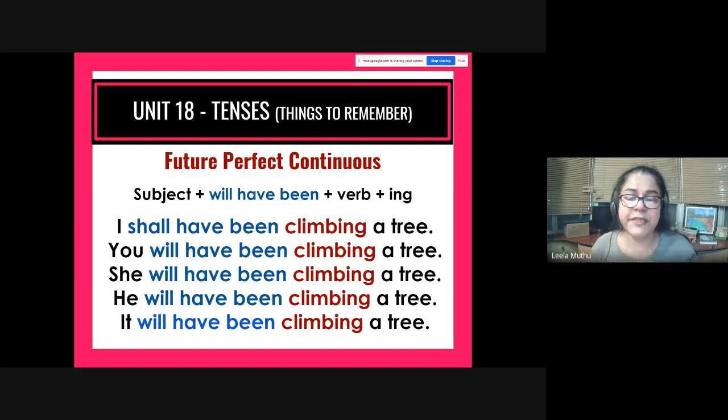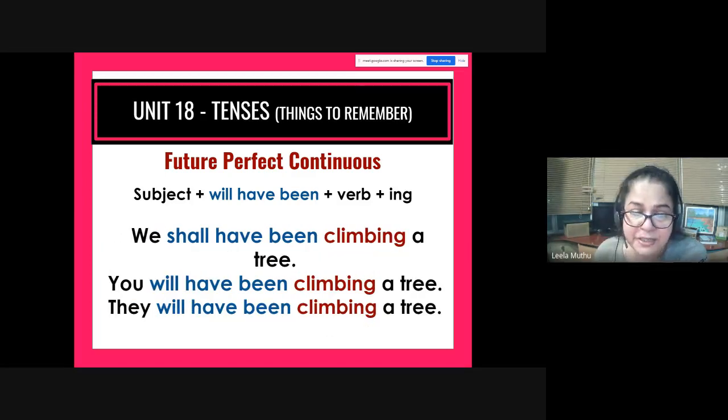So future perfect continuous is subject will have been or shall have been plus the ing form. So I shall have been climbing a tree. You will have been climbing a tree. He, she, or it will have been climbing a tree. And then we shall have been climbing a tree. You all will have been climbing a tree, and they will have been climbing a tree. Okay, children.